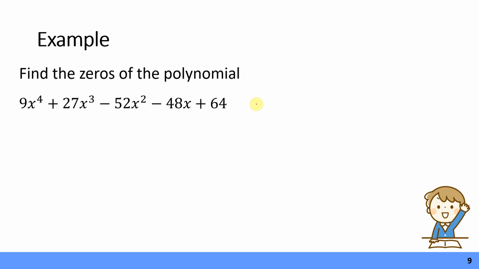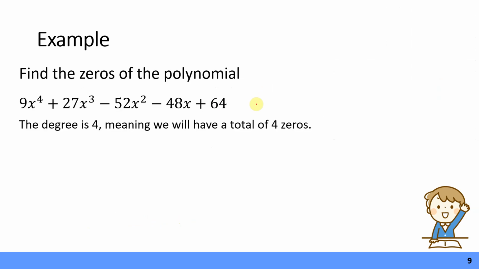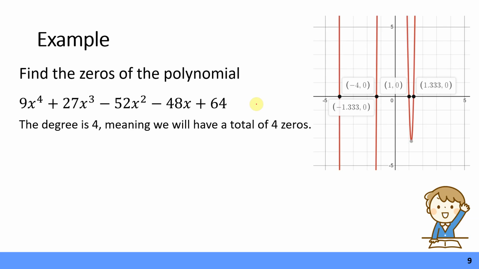Okay, let's try another one here. Find the zeros of the polynomial. Again, the first thing we do, the degree is 4. So that means I have to have a total of 4 answers. So let's graph this and see if we get lucky just like with the last one. So if I graph this, I find 1, 2, 3, 4. Look at that. The graph gave us all of our 4 answers once again.